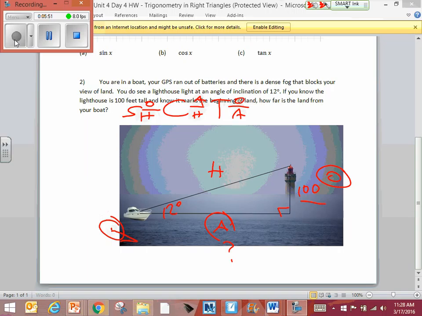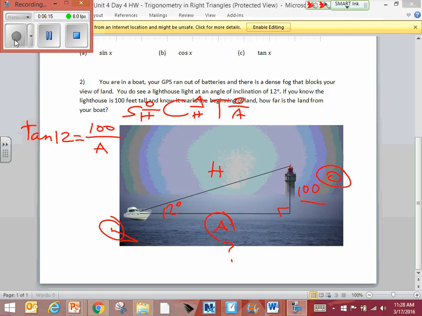So who has an A and an O? The TOA. So here's how you set it up. Tan, it doesn't have to be capital. Tan of the degrees equals, do they give me the O? Yes, O is on top, and it's a 100. And what's the other number? Oh, A.